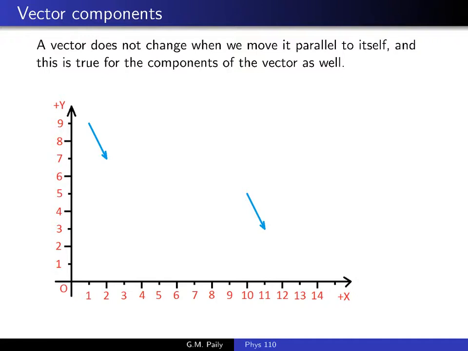We already know that a vector does not change when you move it parallel to itself. Using that, we see that these two vectors are the same, and as a result, their components are also the same. If we look at the x components, this one increases as we go from the tail to the head. The x value goes from 10 to 11, so it has an x component of positive 1. Even when it's over here, it has the same effect. Here it goes from 1 to 2, but it's still an increase of positive 1. Similarly, the y components in both cases would be negative 2.